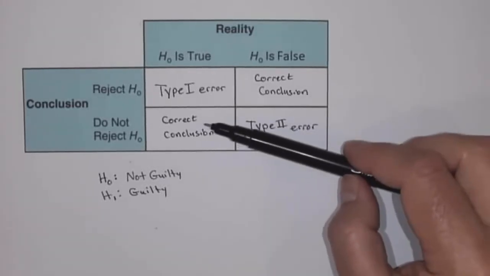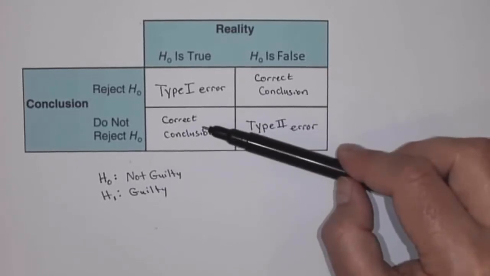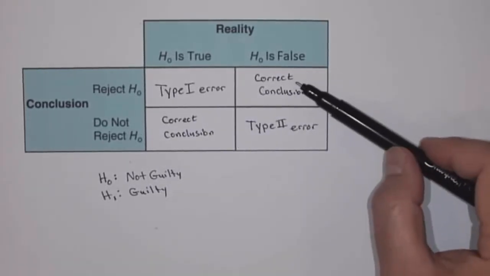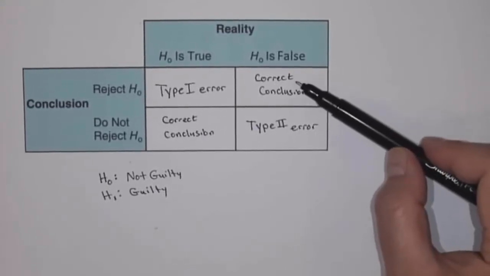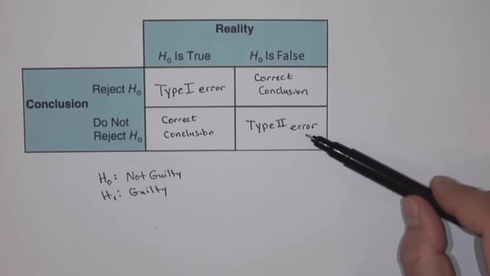Now, of course, the other two possibilities are that the person really is not guilty and we find them not guilty. That would be a correct conclusion. And a correct conclusion would also be that they really are guilty and we find them guilty. That would be what's going on right here. So again, type 1 error is equivalent to convicting an innocent person. Type 2 error is equivalent to letting a guilty person off.